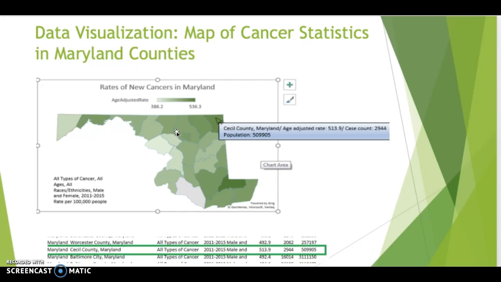What's also great about the data visualization is that when you hover on a specific region, you're able to generate information about that specific county. So for example, by hovering on Cecil County, I'm able to get information on age-adjusted rates, case counts, and also population.